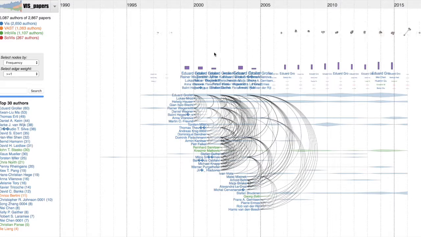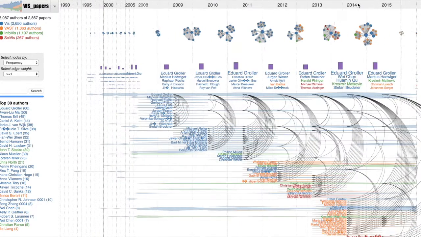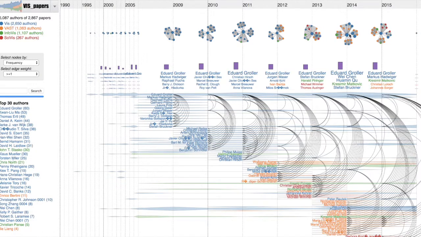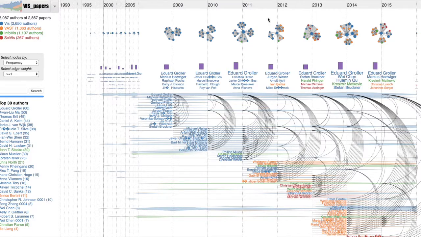Now, we focus on Eduard Gröller, who published the most papers in VIS conferences. Gröller is in the center of each network snapshot, and the detected communities associate to Gröller's publications.